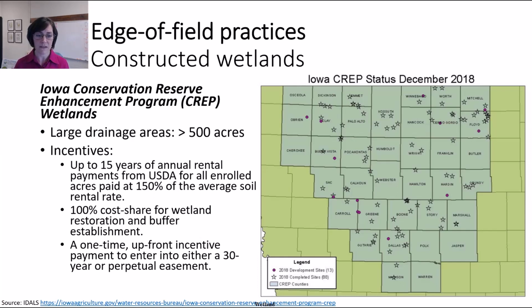For example, incentives include annual rental payments that are actually more than what the regular rental payment would be, 100% cost share for the wetland establishment or restoration, and then a one-time upfront incentive to enter into a long-term easement. And so the financial incentives are really there to compensate farmers for putting wetlands back in the landscape.